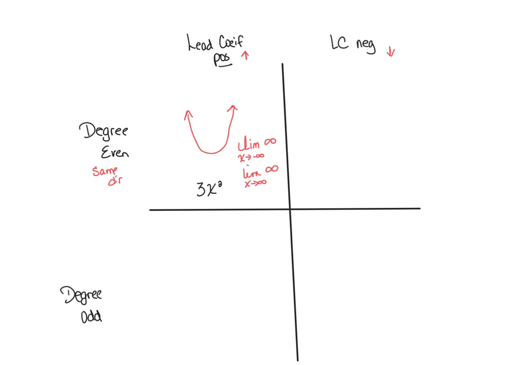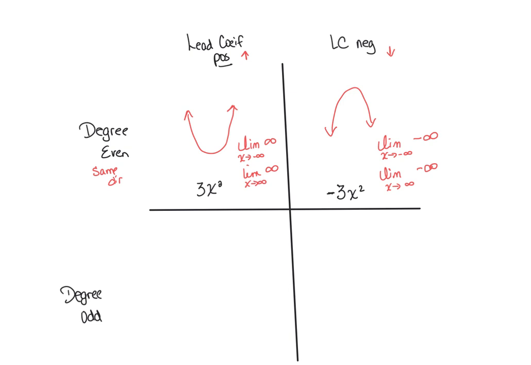Now that changes when you have a leading coefficient that is negative. If that had been a negative 3x squared, both of those ends would have gone down. It would have looked something like this. Now we see that the limit, or what y is doing, as x goes to the left is negative infinity, because y is going down. And the limit as x goes to the right is also going down, so that is also negative infinity. So that's if your degree is even.